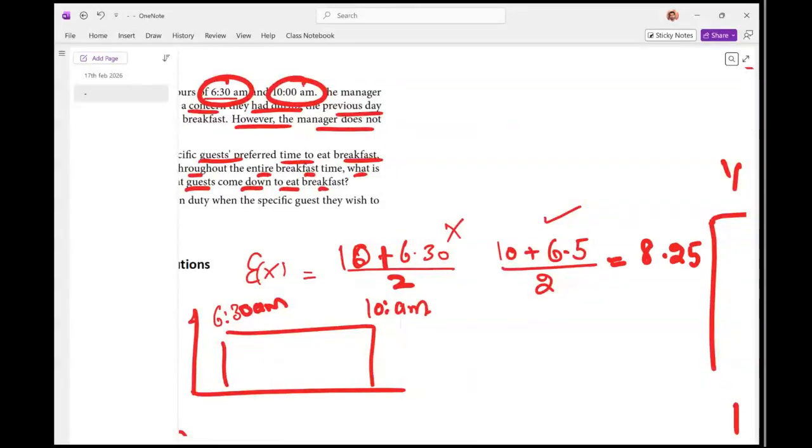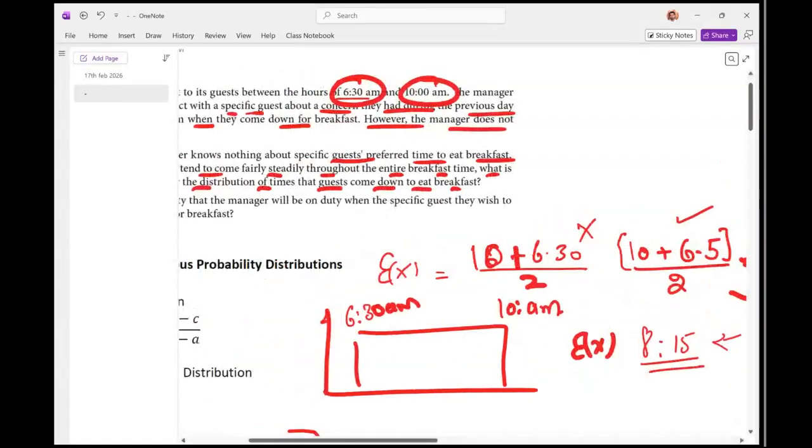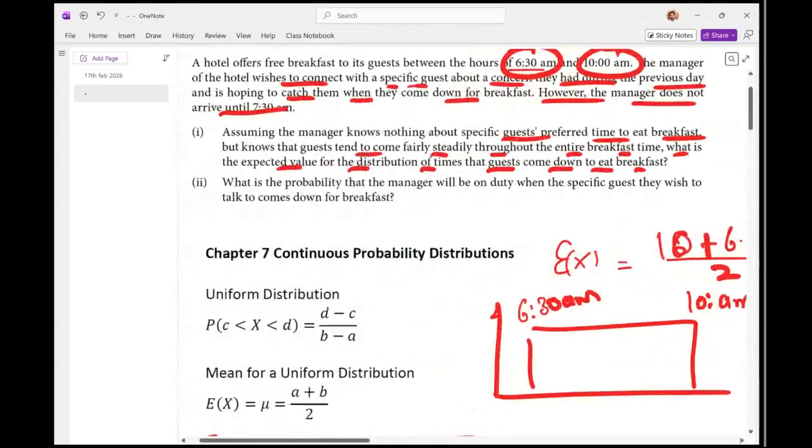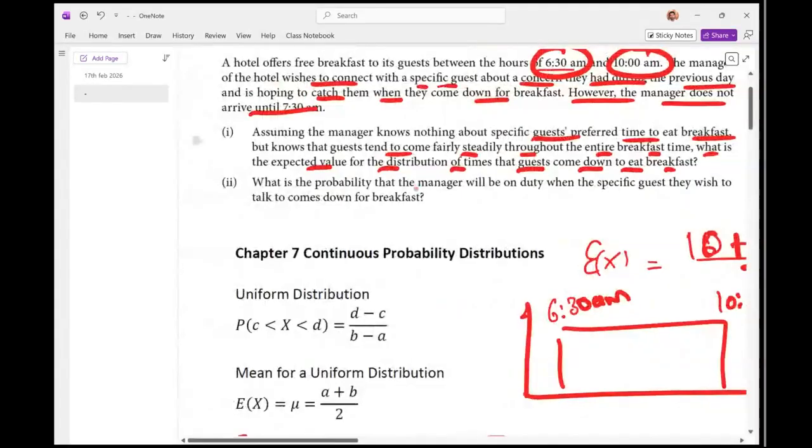Once you do the math, please make sure if you put this value in the calculator, you put a bracket around it so that you get the right answer. .25 means a quarter of an hour, so 8:15. 8:15 is the expected value. All right, so hopefully you were able to understand how to solve a question when the time is specifically given to you. What is the probability that the manager will be on duty when the specific guest wishes to come down for breakfast?